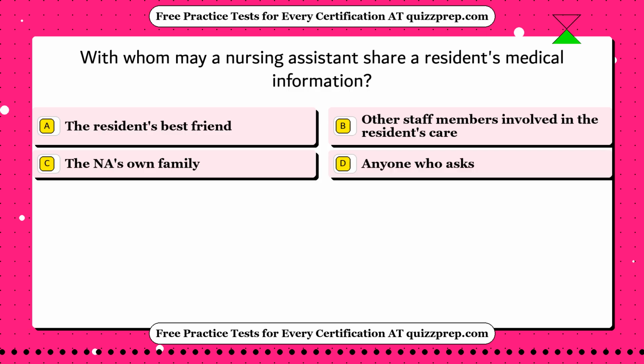Question 2. With whom may a nursing assistant share a resident's medical information? Option A. The resident's best friend. Option B. Other staff members involved in the resident's care. Option C. The NNAAP's own family. Option D. Anyone who asks.